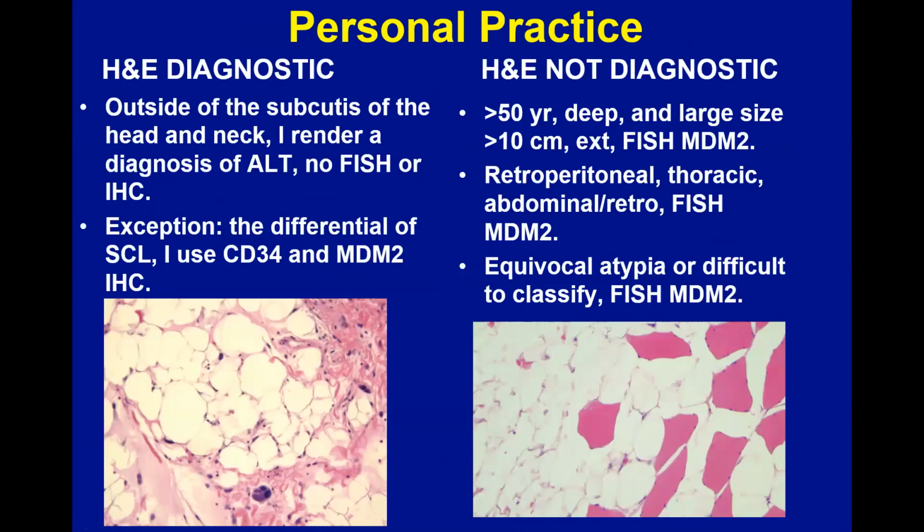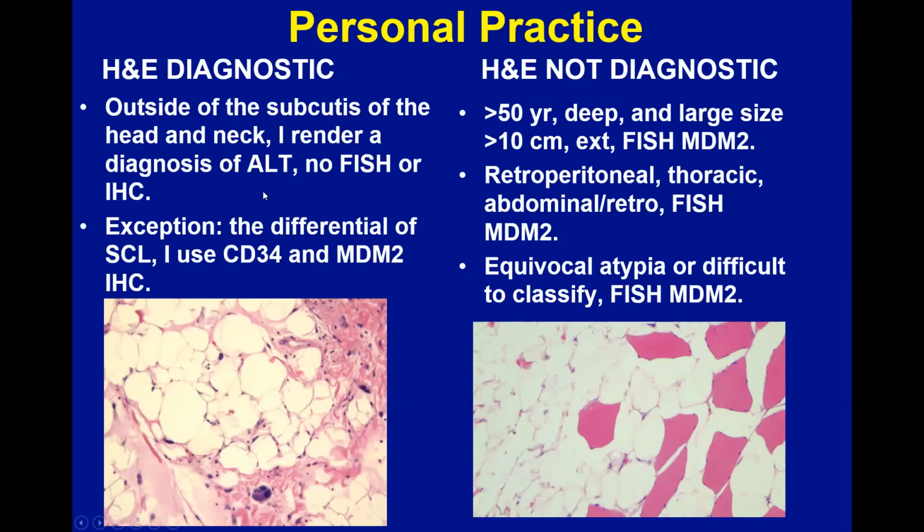And I want to divide this first into two categories. The first category is when I really think that the H&E is diagnostic, and that's the picture below, right? This is the picture where I've got a mature fatty tumor, increased amounts of fibrous tissue, and I have these large atypical hyperchromatic, often multinucleated cells. So if I see an H&E that looks like that, okay? And basically, it's not involving the subcutis of the head and neck. Let's say it's intra-abdominal, deep muscular. I don't do any other studies. I call that atypical lipomatous tumor, right? I think most of my colleagues would completely agree with that assessment.